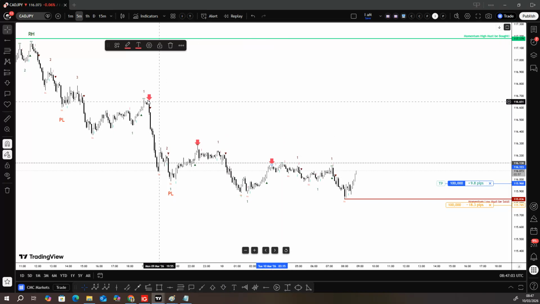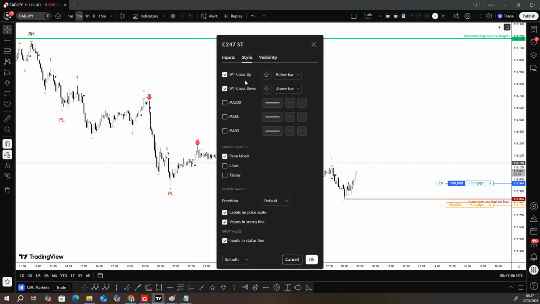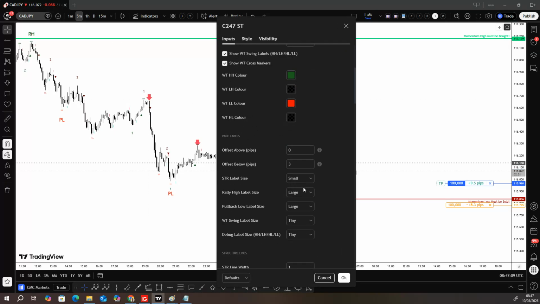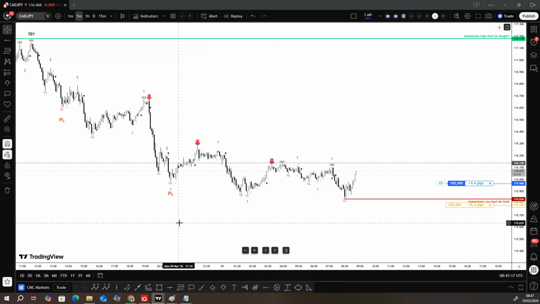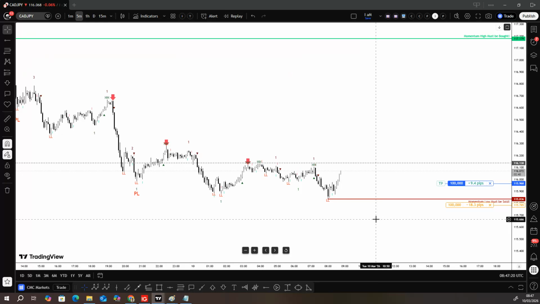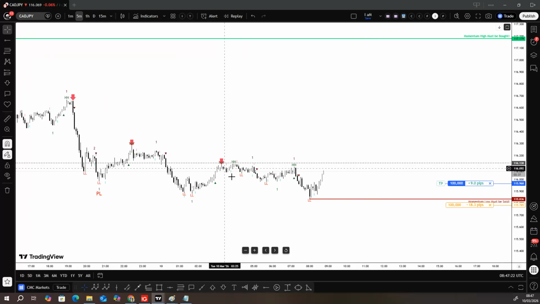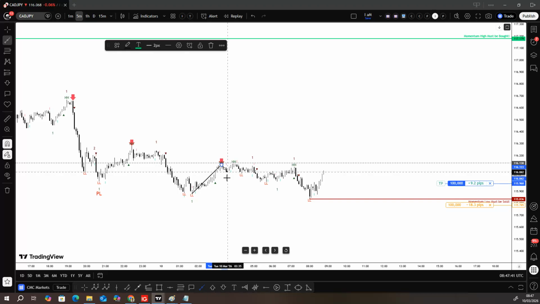The labels are small. Let me increase the label size so we can see what I'm sharing. This is important. That's the structure. That's your ideal sell point. But what happened? Instead of price going back from that structure all the way down as it has been doing before, this price did not do that. They moved a little bit, a tiny movement down, that one there, and they did this.